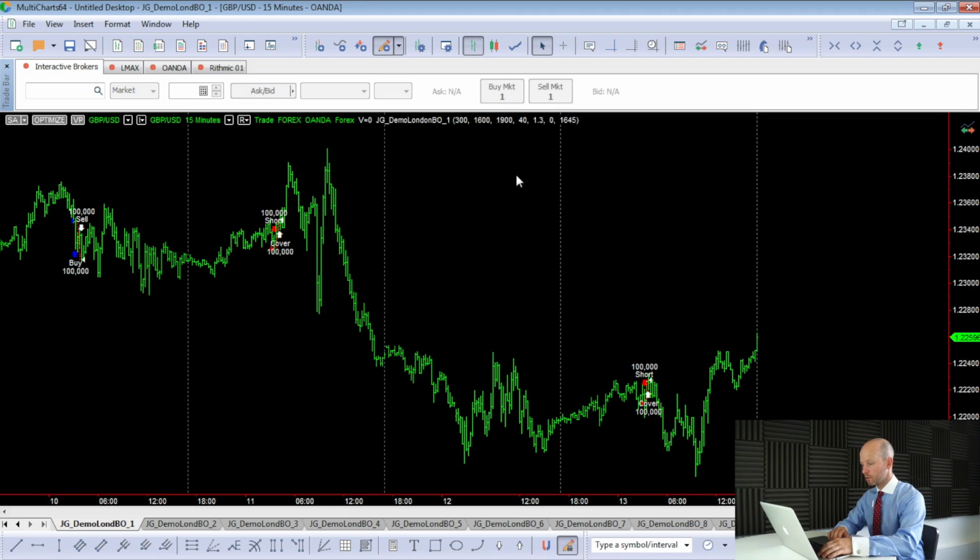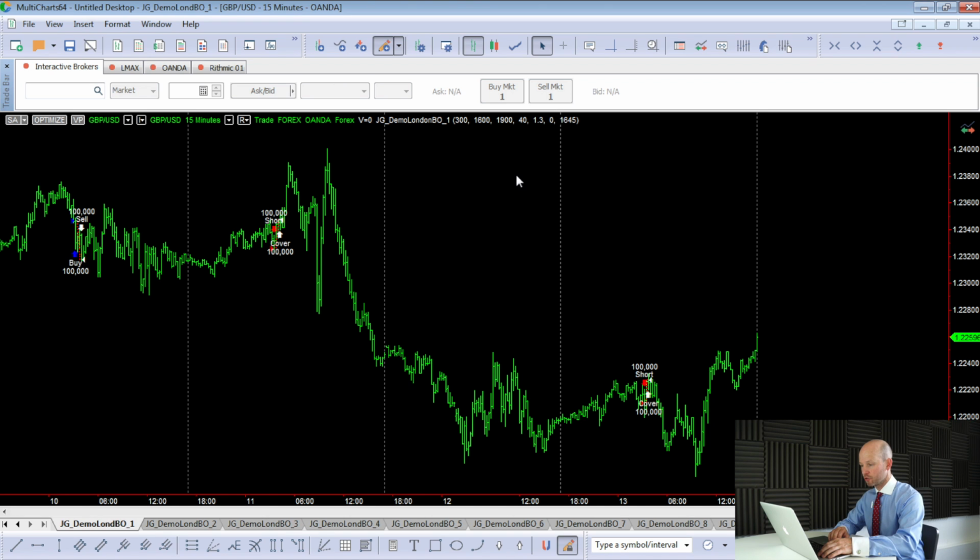Now, I'm using multi-charts, which is the trading and testing platform that I use. And I'm performing these tests on data from January 2008 through to May 2022. And it's data that I got from Oanda. And all the tests are going to be using one standard lot, or 100,000 units. In this first test, we're just using the standard rules. So what I'm using is a 1.3 to 1 reward to risk ratio.